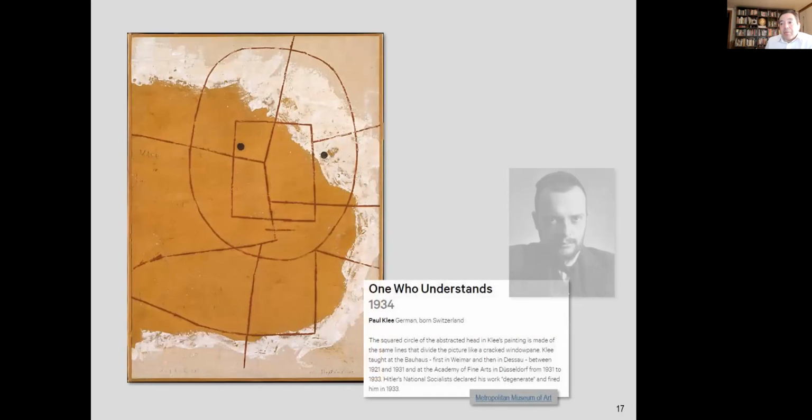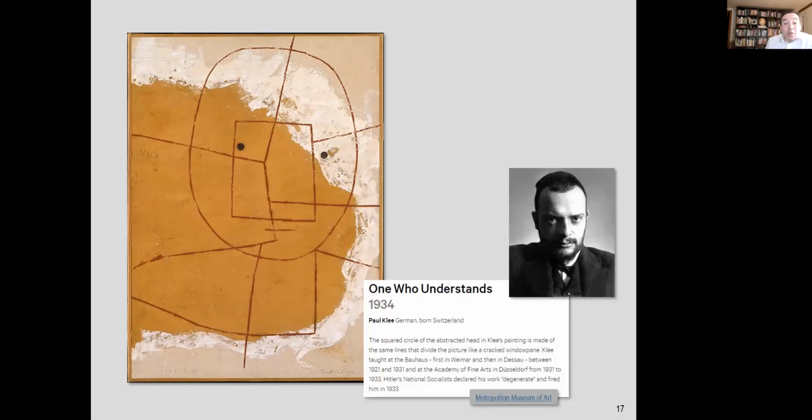And so this is a painting by Paul Klee, Swiss painter, One Who Understands. And this was in the Metropolitan Museum of Art. When I was growing up in New York and I went to medical school in New York, I used to go to the museum and just study there. And occasionally I'd look at the artworks. And this is one of the artworks that I really liked. It's about One Who Understands.